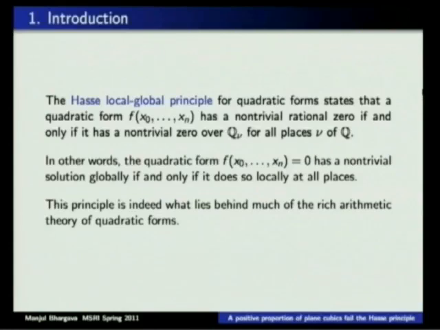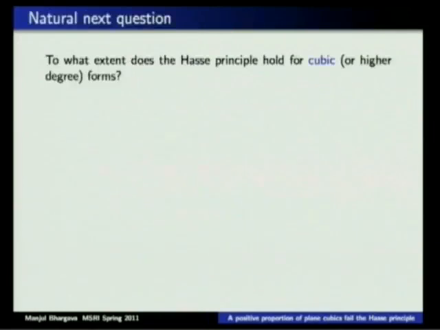And so naturally, when people want to study higher degree forms, you want to know how much of this rich arithmetic theory could be carried over to higher degree forms. And so the natural next question is, well, what about cubic forms? To what extent does the Hasse principle hold for cubic forms or higher degree forms?